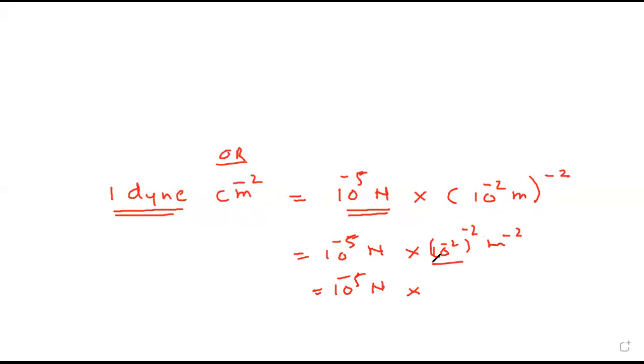Now power means minus 2 into minus 2 is plus 4, meter raised to minus 2. That means it is 10 raised to minus 1 Newton meter raised to minus 2. This you can say 0.1. So sometimes they can ask 1 dyne centimeter raised to minus 2 is dash. You can write 0.1 Newton meter raised to minus 2. Copy properly. Not difficult, but just remember the slight maths of indices.